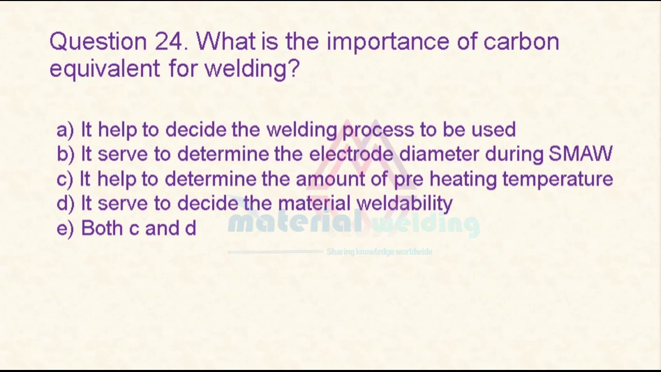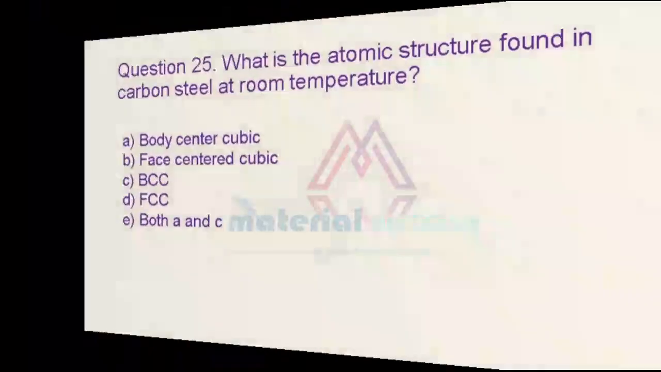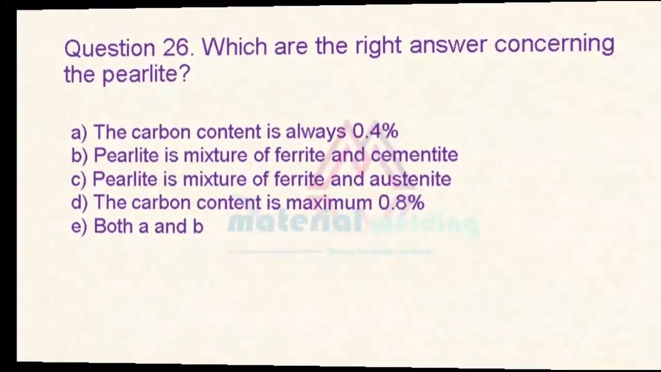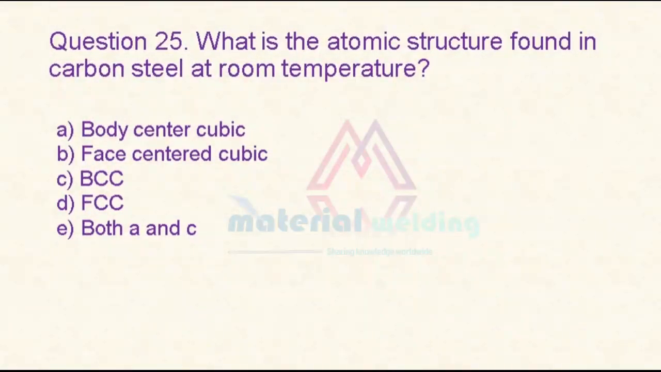Question 25. What is the atomic structure found in carbon steel at room temperature? A. Body centered cubic. B. Face centered cubic. C. BCC. D. FCC. E. Both A and C.